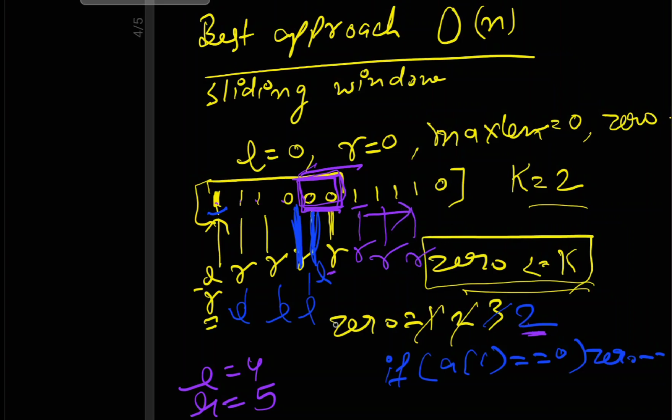So at 5, 6, 7, 8, 9, my R will be at the 9th position and my zero count will be 2. So it is a considerable array. Okay, so what is the length of this? 9 minus 4 plus 1, which is equal to 6.